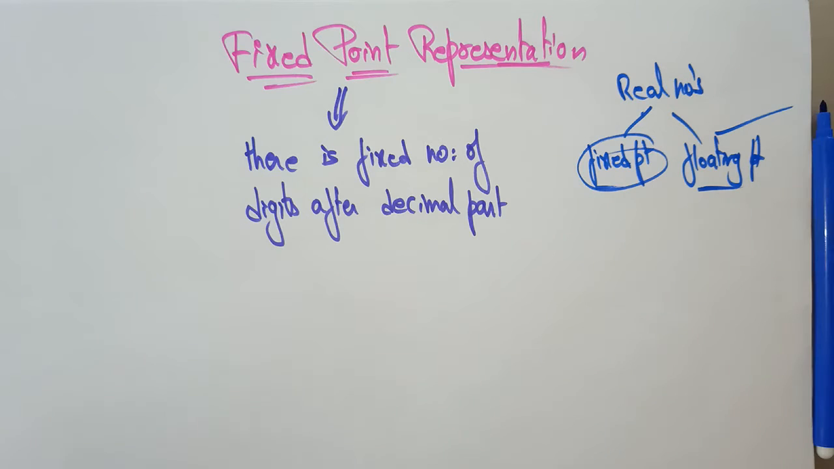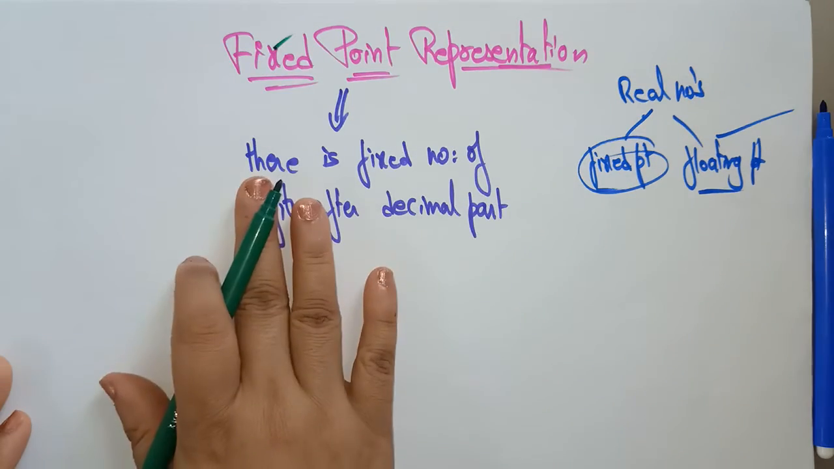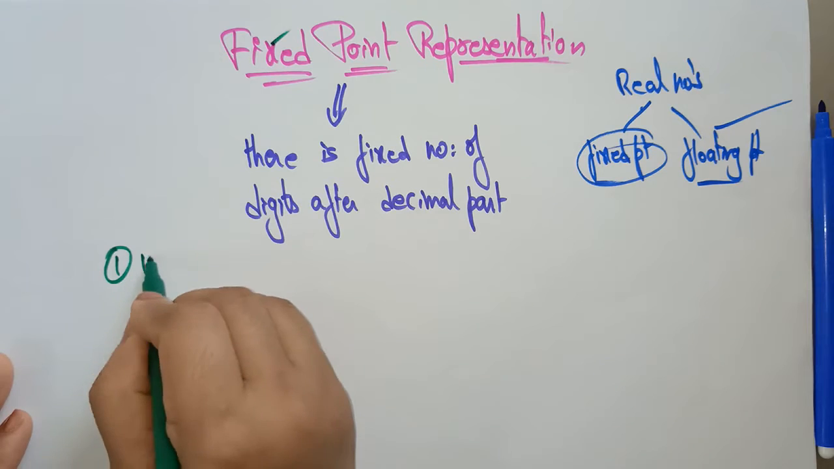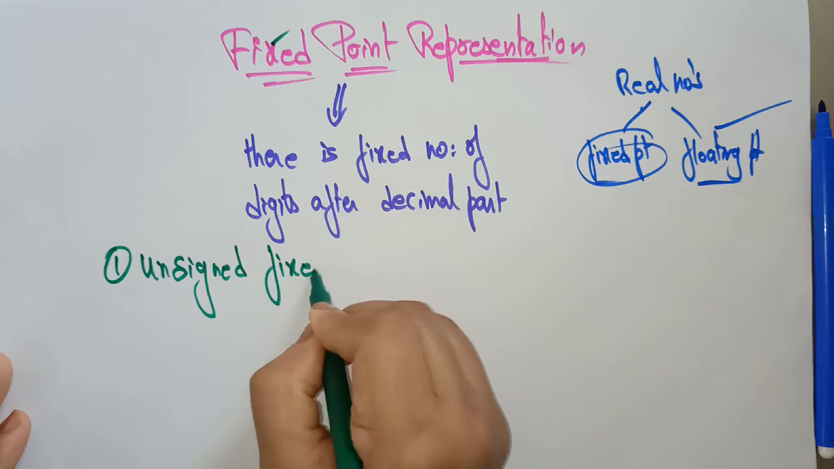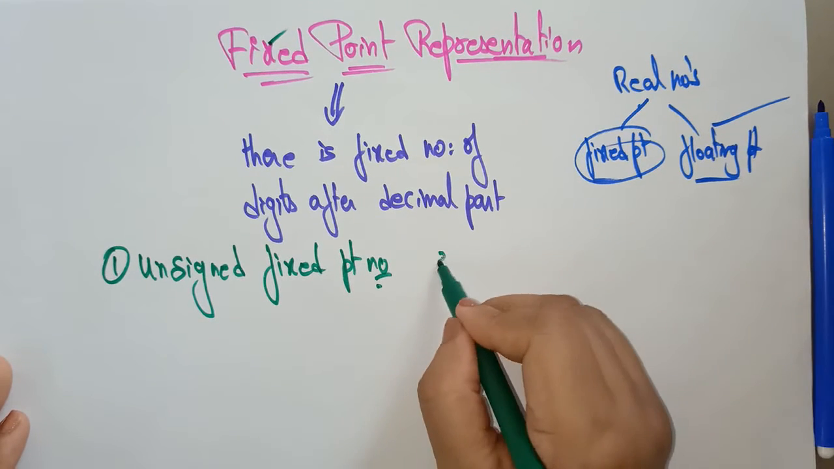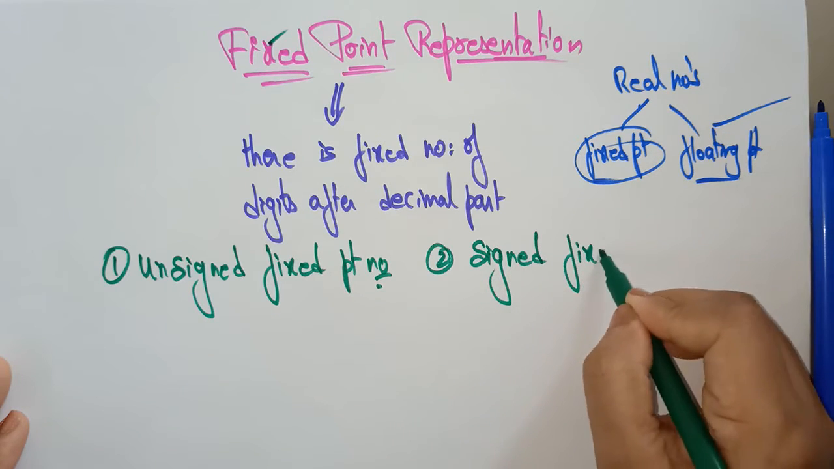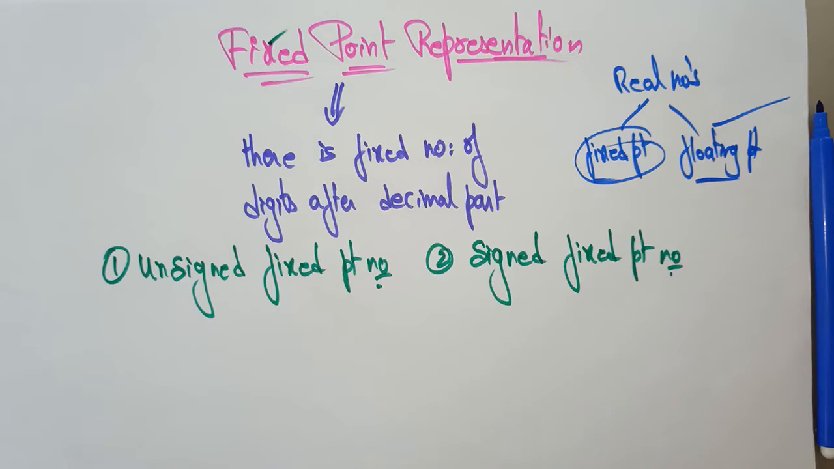The fixed point representation is of two types. We are discussing fixed point representation, and you can represent it in two different ways. One is the unsigned fixed point number, and the next one is the signed fixed point number. If it is unsigned, there is no problem, it is a positive number. With a positive number you can work directly, nothing will happen. It's just like normal numbers.